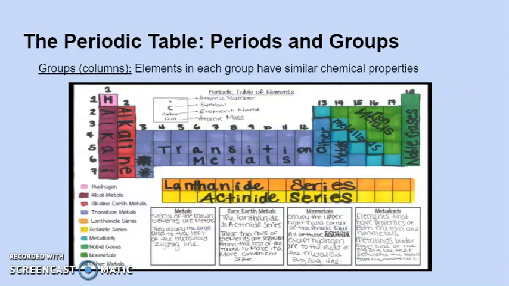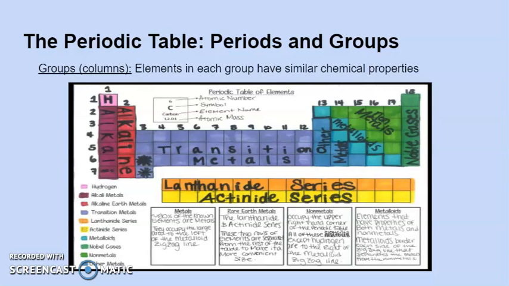Now, these groups, you won't need to know all of these, the lanthanide series and all of these colored in. I just wanted a visual representation so that you can see that groups are elements that are grouped together because they have similar chemical properties.